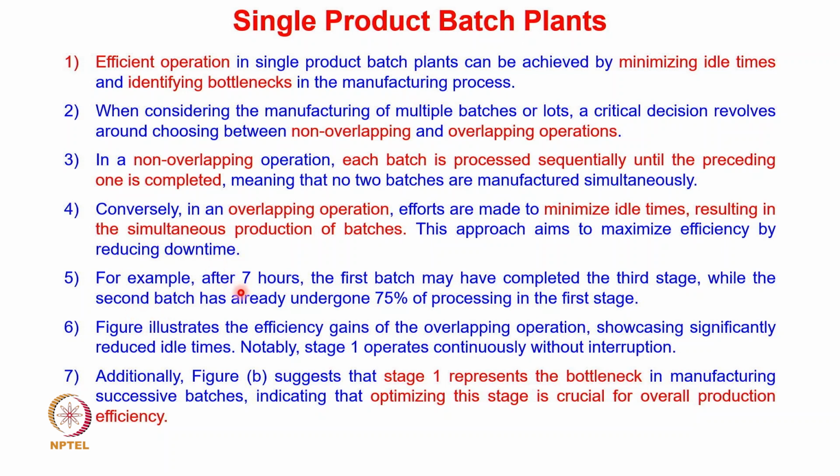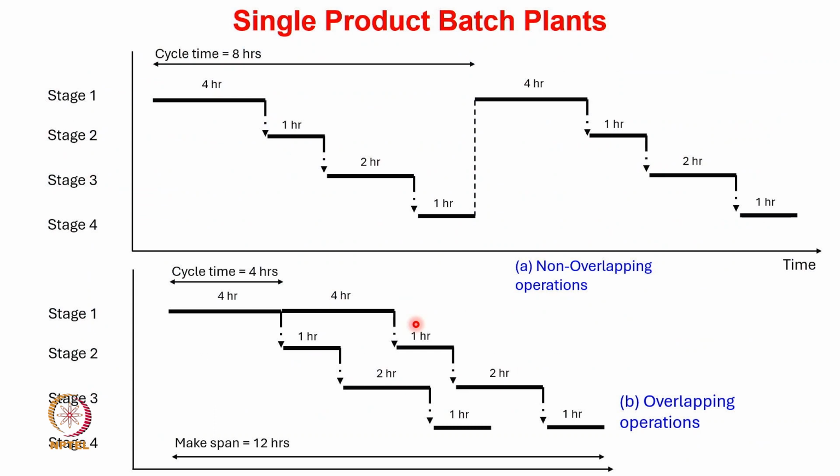For example, let's say after 7 hours the first batch may have completed the third stage, while the second batch has already undergone 75% processing in the first stage. We can see in the figure, I'll show the figure, then you will appreciate. So you can see that this is the non-overlapping operation. Here you can see that batch 1 is completed around 8 hours, isn't it? Then after, the second batch is started.